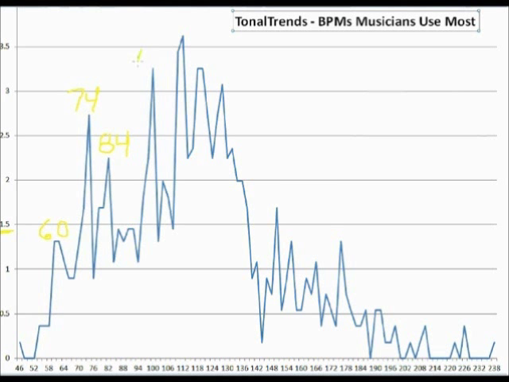Then we drop down almost 2 whole percentage points before reaching our peak tempo usage around 110. And then our winner up here, right above 110, is 112. 112 weighing in at a hefty 3.6% of sampled songs. Okay, now we're at the top.